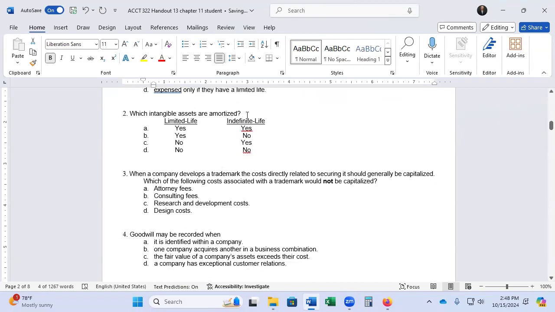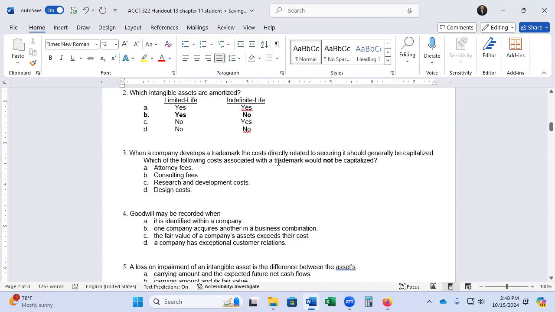Which intangible assets are amortized? So you have limited life and indefinite life. And the answer here is B. Since they are limited life, you can amortize them over that life. But something with an indefinite life cannot be amortized, but should be checked for impairment.